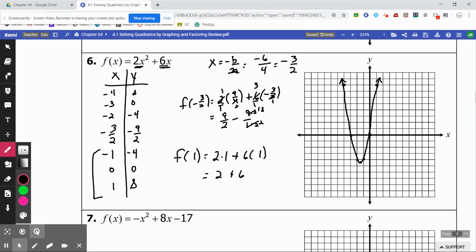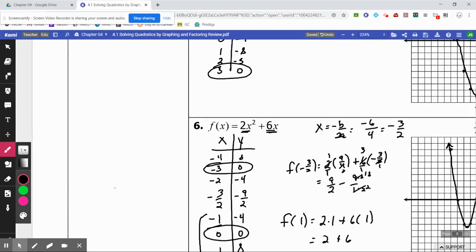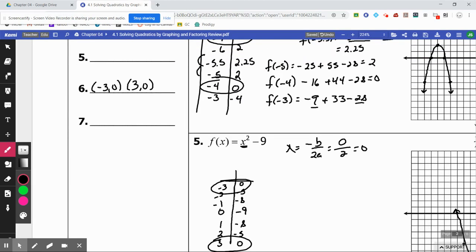Let's graph these. So there's our parabola, and our zeros are located at (-3, 0) and (0, 0). So let's go ahead and copy those down. And I put those in the wrong place last time. So (-3, 0) and (0, 0) was this one. The last one was (-3, 0) and (3, 0).